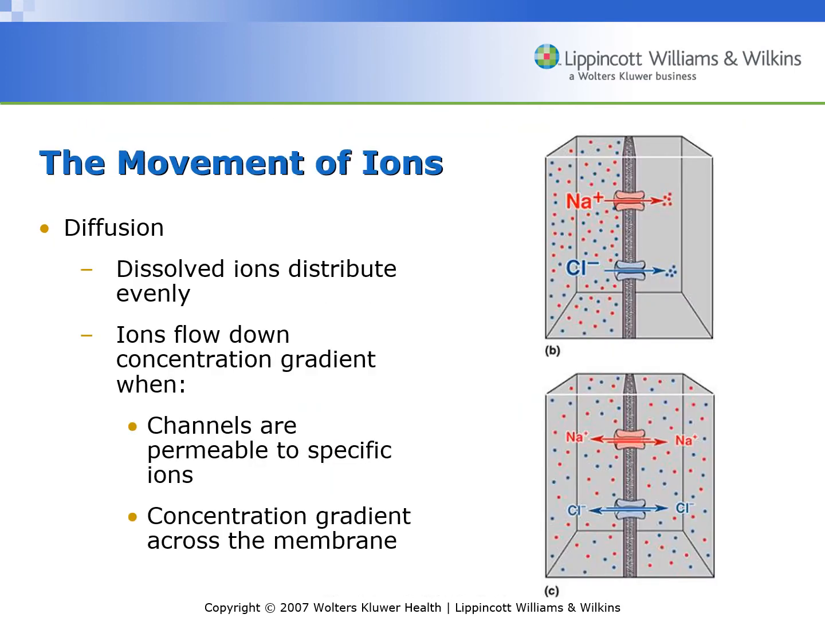So how do ions move? Well, one way they can move is diffusion. Dissolved ions are going to distribute evenly, obviously. If you open up a gate, they're going to start to move across.